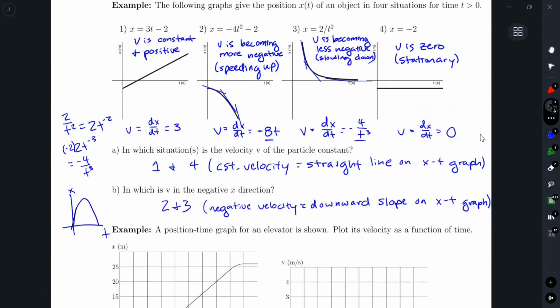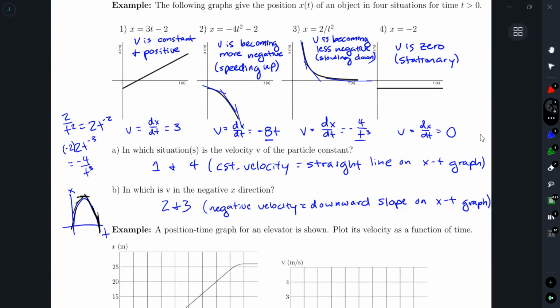If I look early on this, I see that my slope is positive, but it gets less and less and less positive until eventually it's flat. The slope is 0 at the top of this thing. I reach a maximum in position, meaning I turn around. And then my slope gets more and more and more negative. So I'm going back the other direction. That's all that graph is saying.